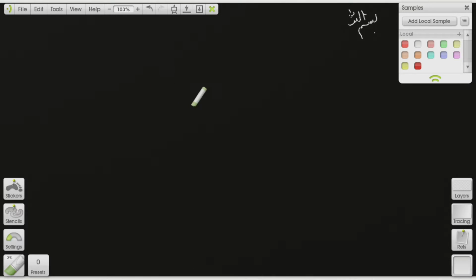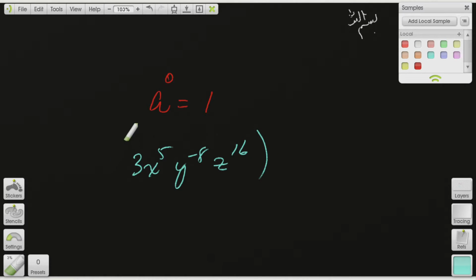Now, there's one rule here, an easy one. That's good, it's the easy one. A to the 0 is 1. Anything to the power of 0 is 1. If I have something like 3x to the 5th, y to the negative 8, and z to the 16, all of this to the power of 0, that equals 1.